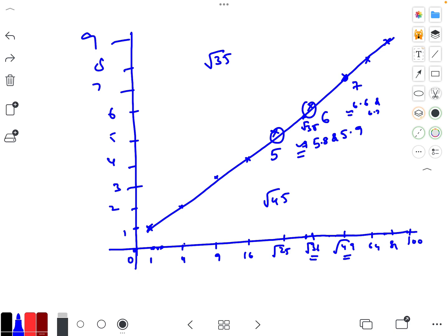Okay. So if you want, you can actually open your calculators and check them. You can see what is square root of 45. You'll get something like 6.708. So what we said, we have approximately made that value. So in this way, using this graph also, you can approximately say where the values will be.